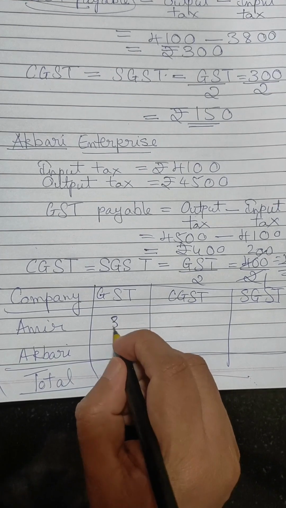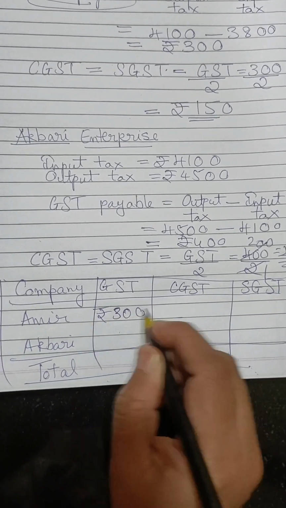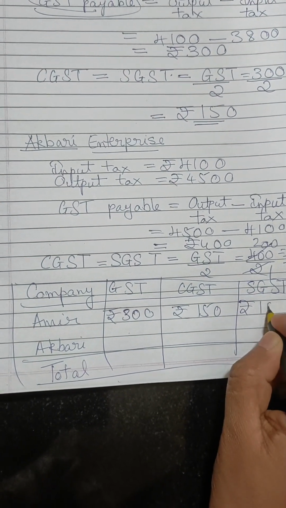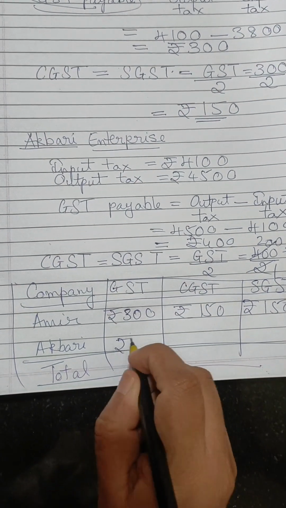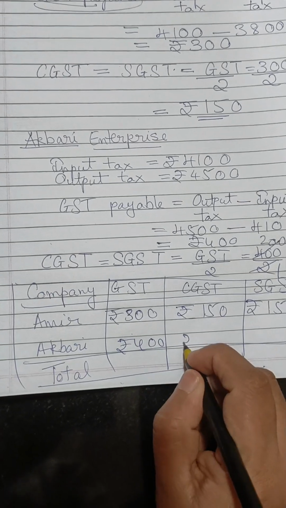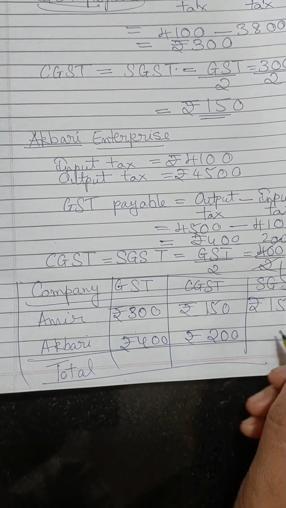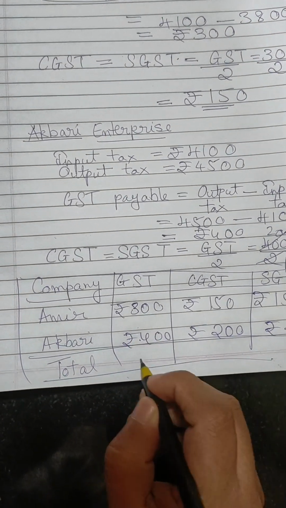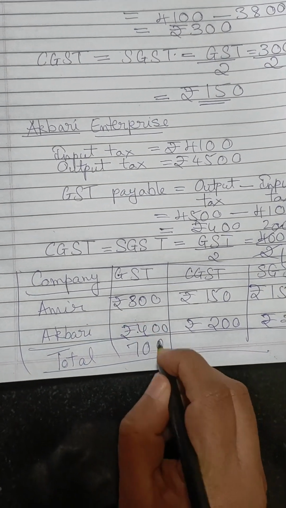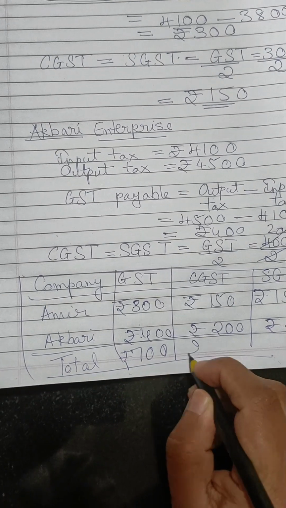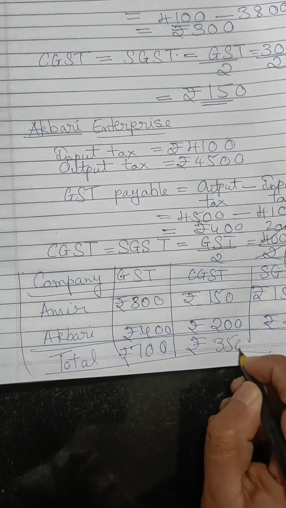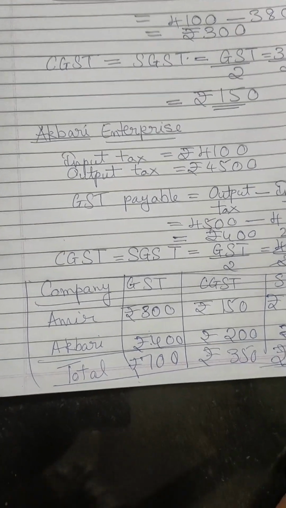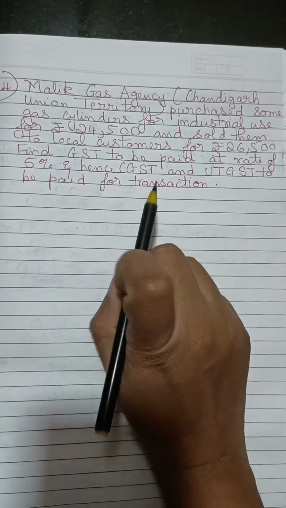CGST, and SGST. The examiner would be very happy with this. So it is 300, correct? So here you got 150. Again you got it as 150. Here you got it as 400. Here you got it as 200. And here you got it as 200. So 4 plus 3 is 7. Here you will get 350 and here you will get 350. This is the end of the third sum.